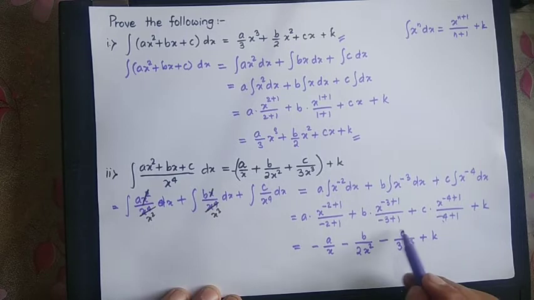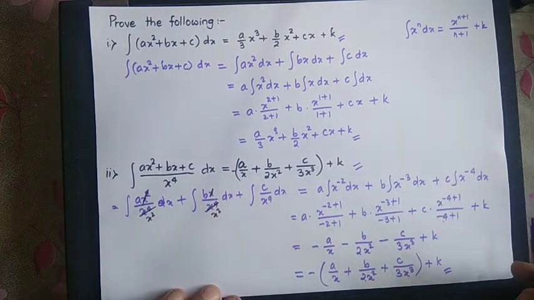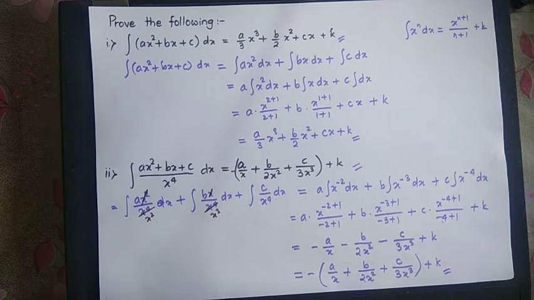If I take out minus common from here, then I have minus a by x plus b by 2x squared plus c by 3x cube plus k. So this is our answer. Pause the video to note down.